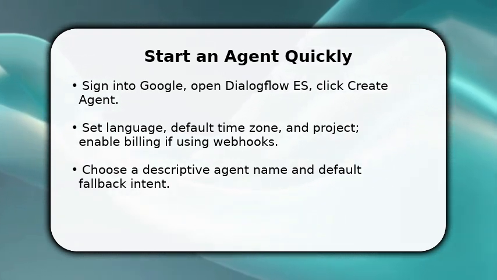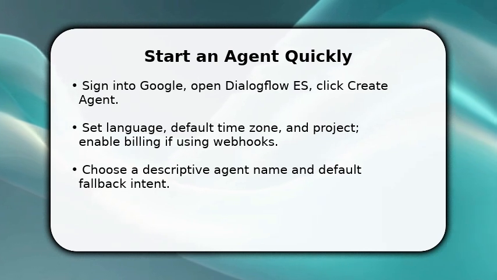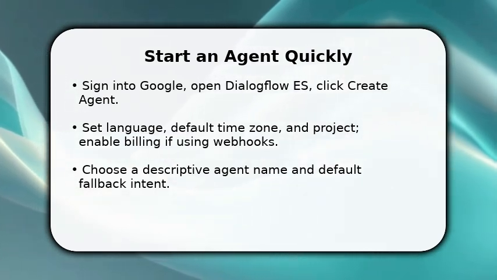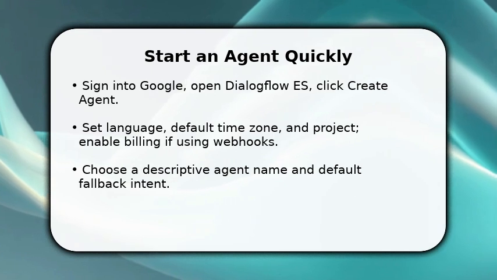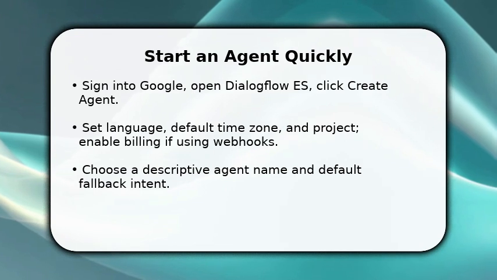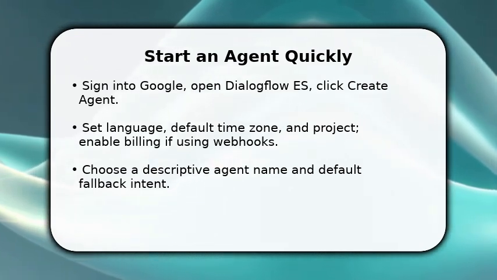Once done, pick language and time zone that match your users, then name the agent so it's easy to find. Make sure to enable billing only if you'll call external webhooks, otherwise skip costs. You're starting with a simple agent so you can iterate quickly and learn where to refine intents next.